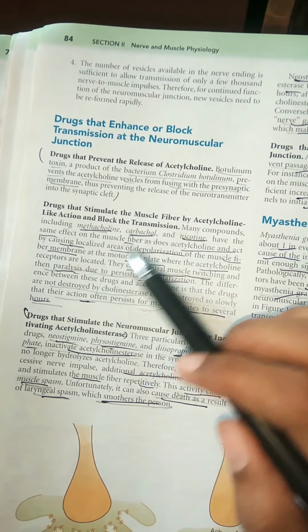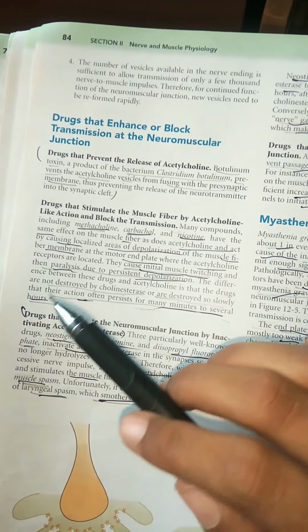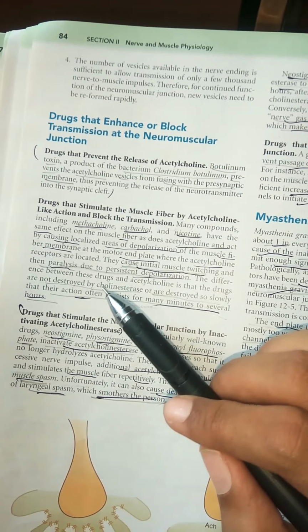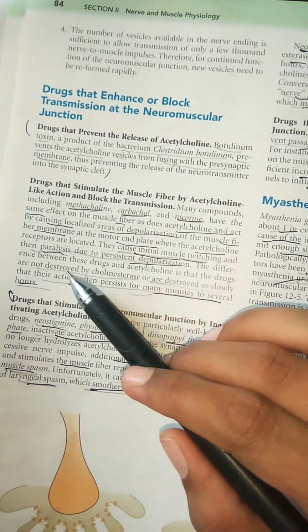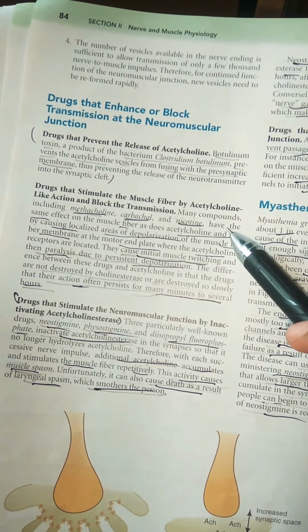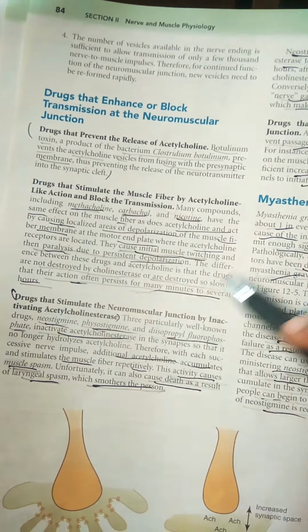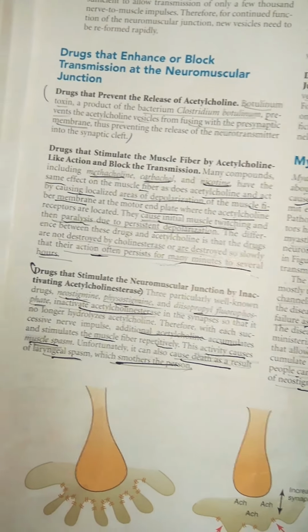So all these have the same effect on muscle fiber as acetylcholine, and act by causing localized areas of depolarization of the muscle fiber at the motor end plate where the acetylcholine receptors are located. So this causes the initial muscle twitching and paralysis due to the persistent depolarization. And the reaction often persists for many minutes or several hours also.